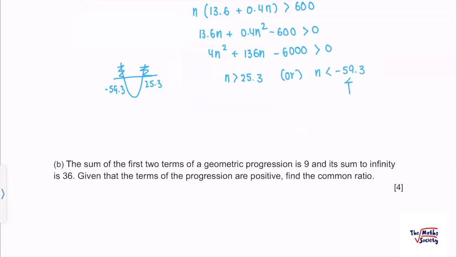And because for n, we know that it cannot be negative, so we cannot take this, so we take this. And because it's at least, it has to be greater than this number, therefore n has to be 26. So that is your n.